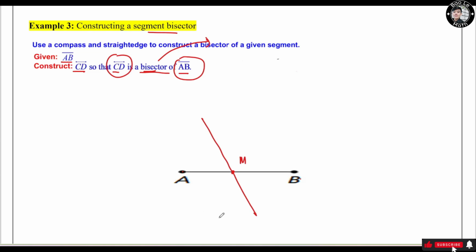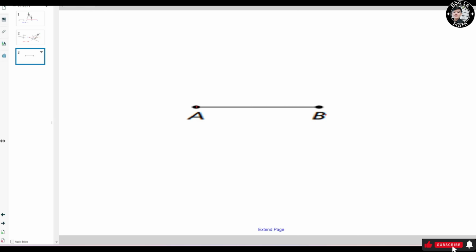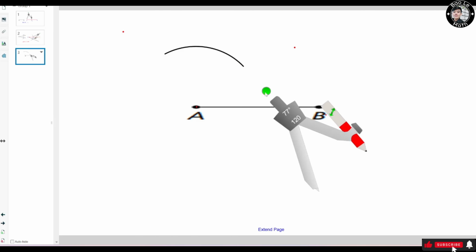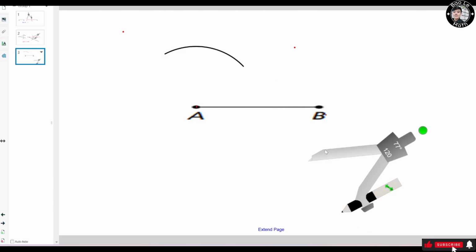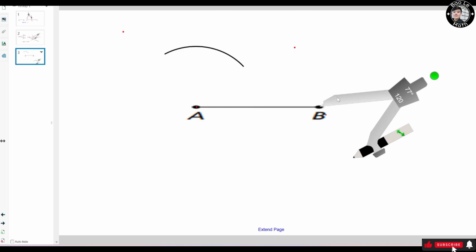So how do we do it? You're gonna bring up the compass. Open the compass. Now you're gonna put the compass needle at point A. Then you're gonna draw an arc right here. Now you're gonna keep the same compass setting. You're gonna move the compass to point B, such that the compass needle is on point B. You're gonna draw another arc right here.